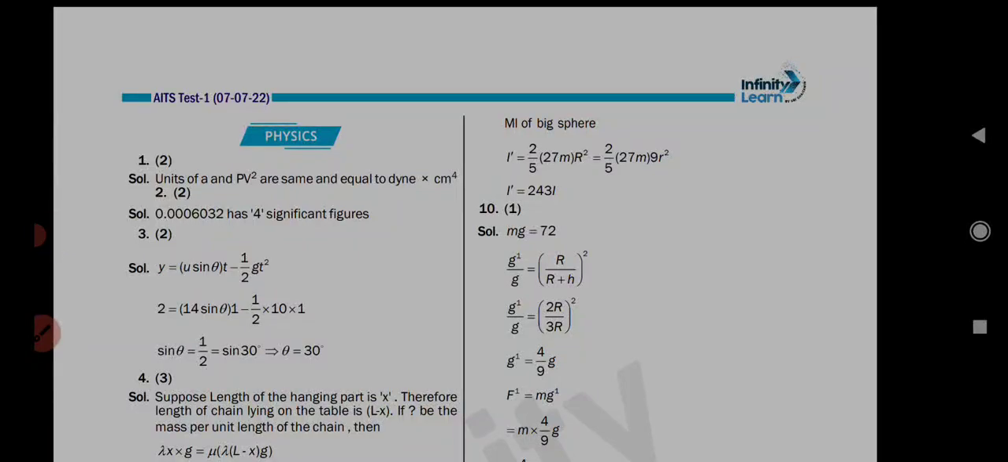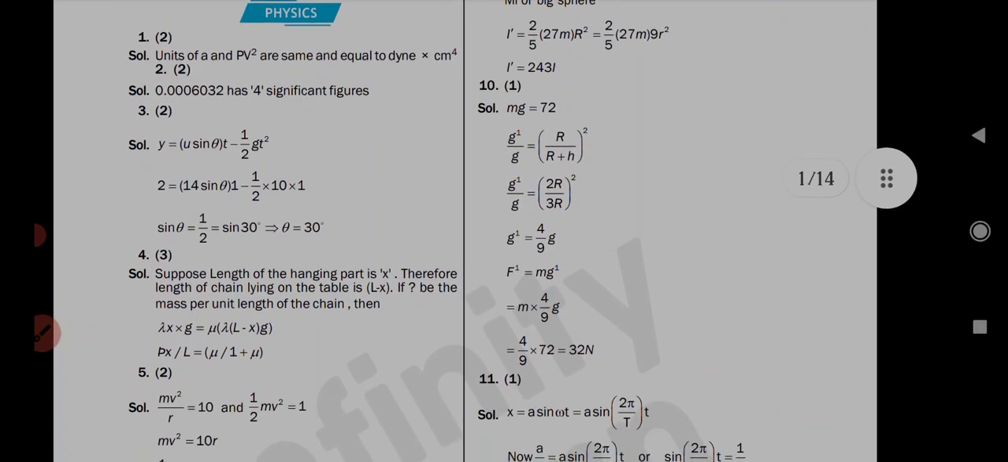So today I was getting very bored and I just thought to discuss the question paper that we gave today for the AITS, that is All India Test Series, you already know it. So let's see the first question. I'll read it and we'll check the answer, right?